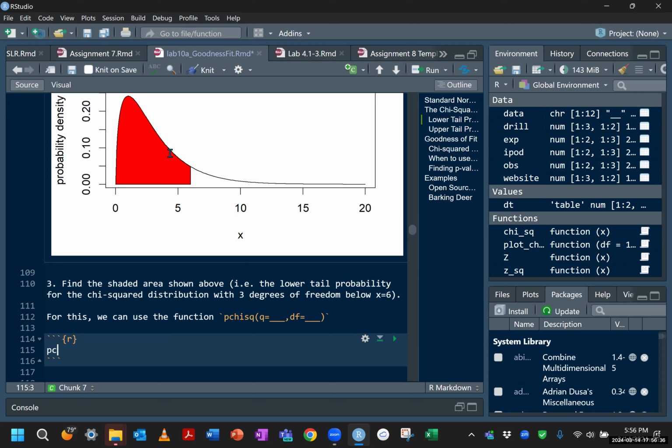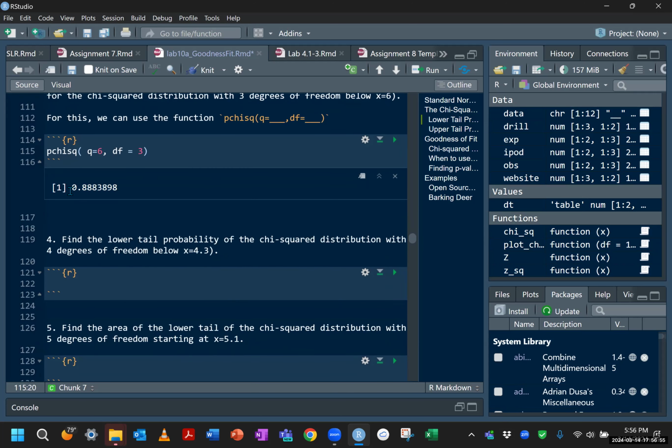Let's use pchisq to find the area of the lower tail. For the first value, you notice this little yellow box pops up and says q. So q is our quantile, that is our cutoff. We'll say q equals 6, and degrees of freedom is just what's specified to make our distribution. We got a lower tail probability of about 88%.